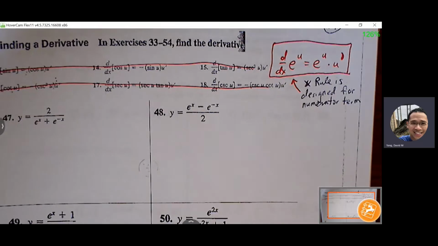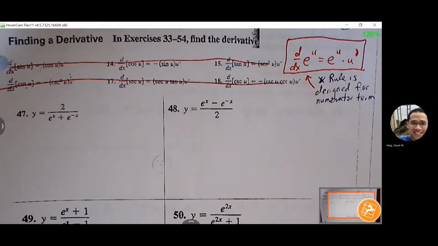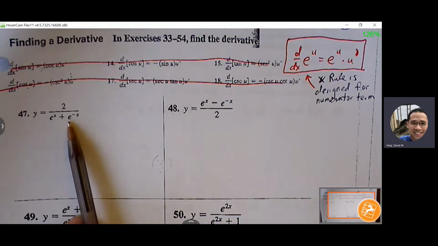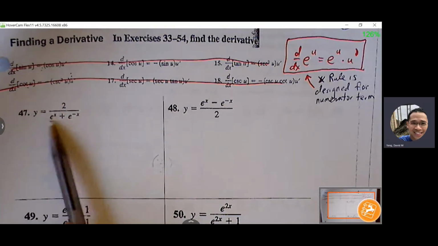Okay. So on this page, I just want us to explore problems that have numerators and denominators in them, and the fact that some of the subtle differences can change the way that we can approach or look at a problem. Okay, so 47 here. We have 2 over e to the x plus e to the negative x. We want to find the derivative.